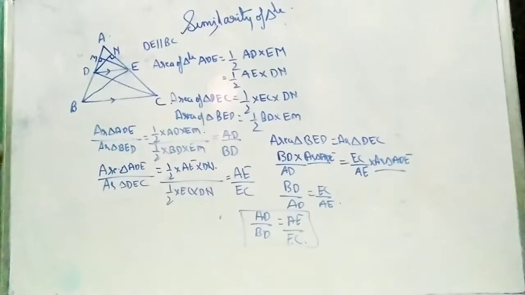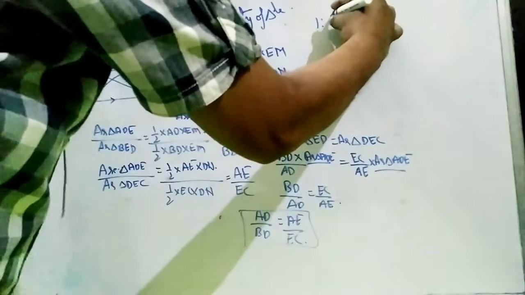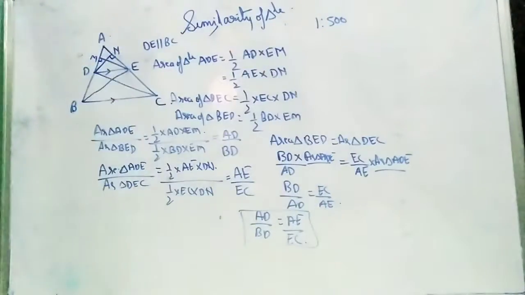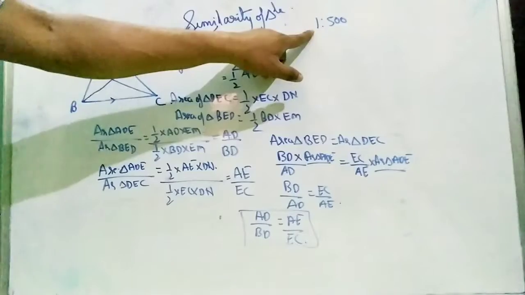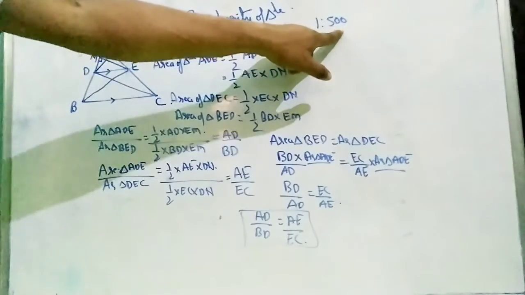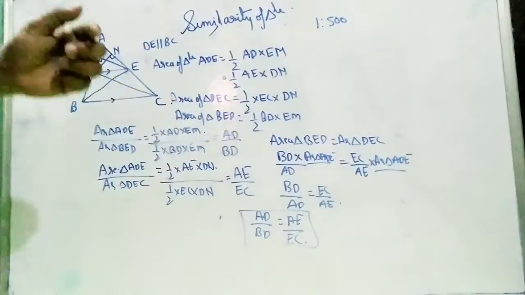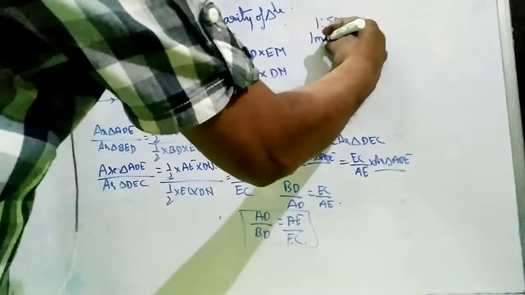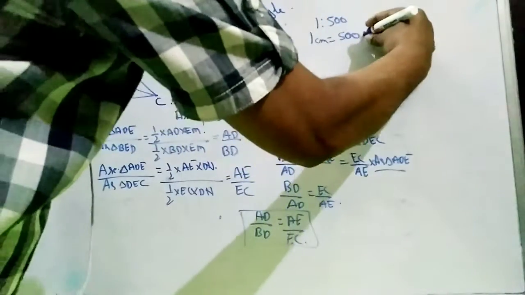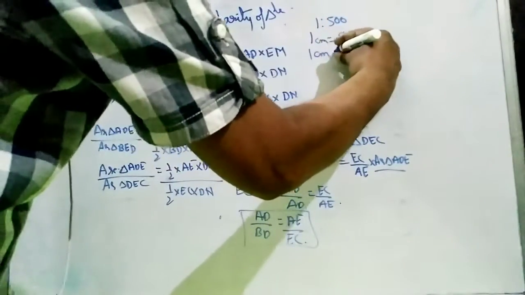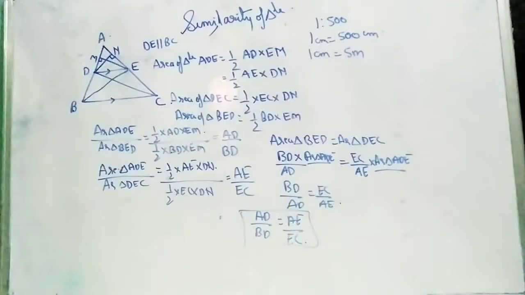Now in some of the sums on similarity, you will get a ratio of the size, suppose 1 is to 500. It means the length of the model is 1, but the original one is 500 times more. Then 1 centimeter is equal to 500 centimeters, or we can say 1 centimeter is equal to 5 meters.